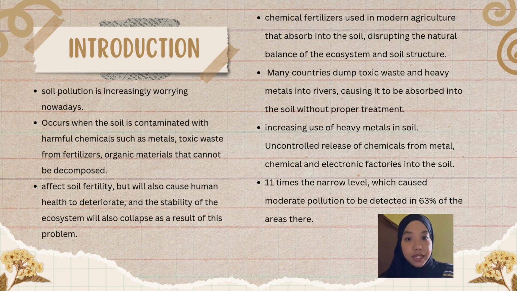Many countries dump toxic waste and heavy metals into rivers, causing them to be absorbed into the soil without proper treatment. This comes with increasing use of heavy metals in soil, because of uncontrolled release of chemicals from metal, chemical and electronic factories into the soil. This shows levels 11 times the threshold, which caused moderate pollution to be detected in 63% of the area.